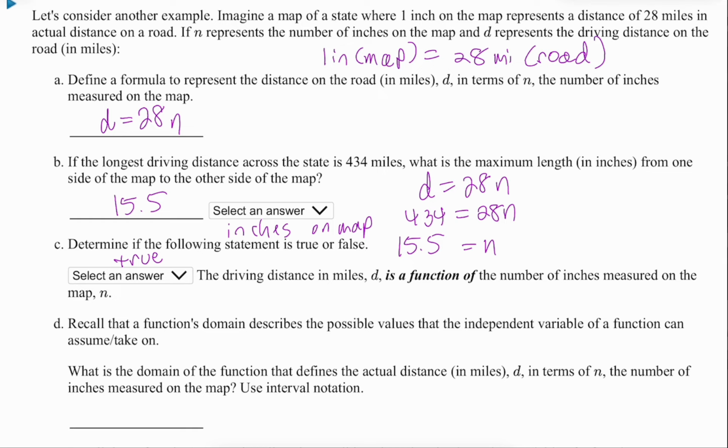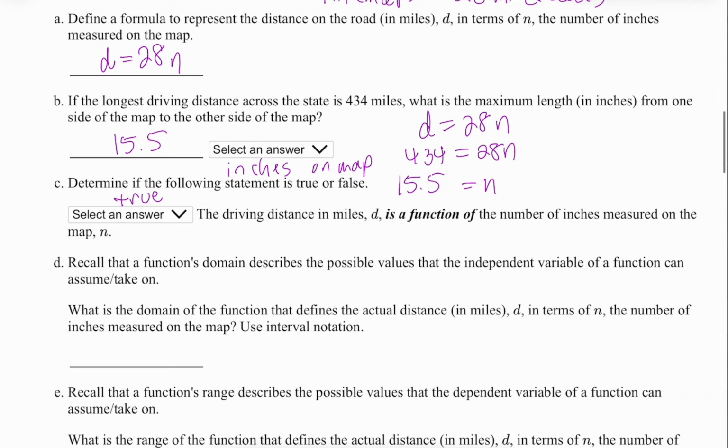So it would be a function of that independent variable. Recall that a function's domain describes the possible values of the independent variable. What is the domain of the function that defines the actual distance in terms of n, the number of inches on the map? Using interval notation.